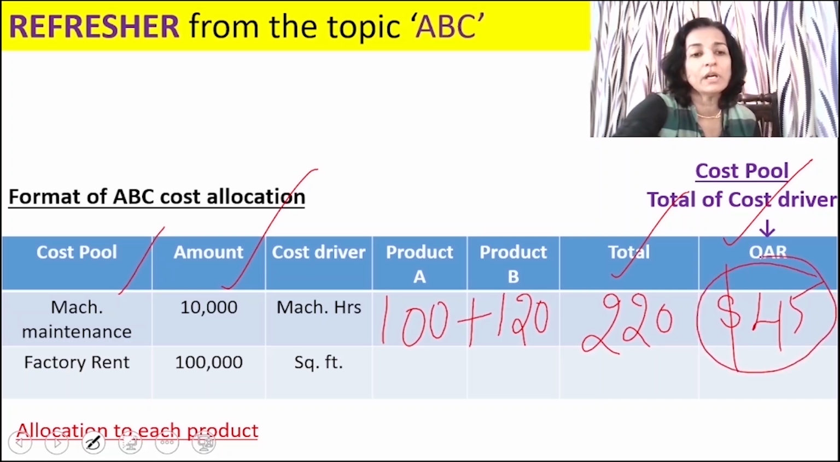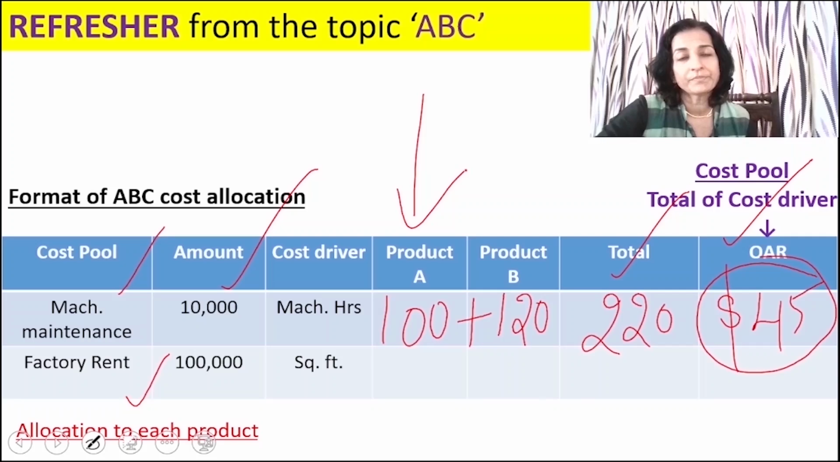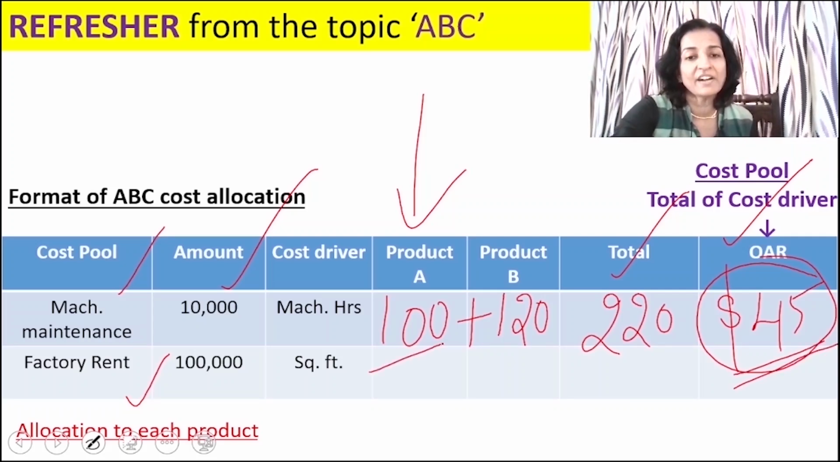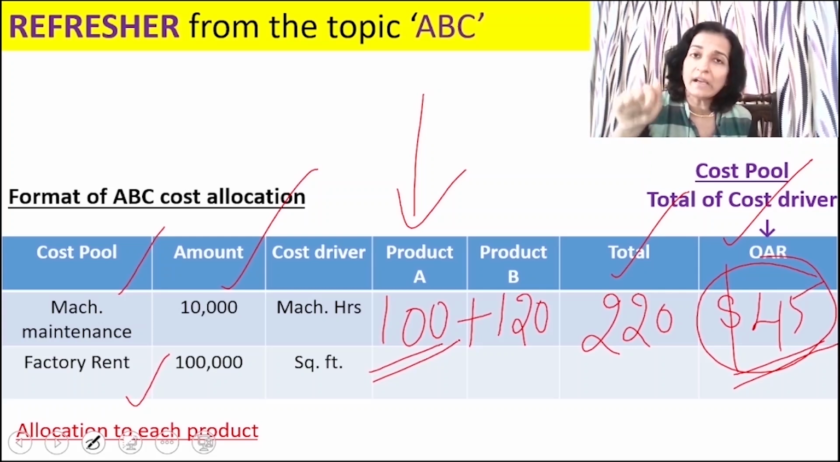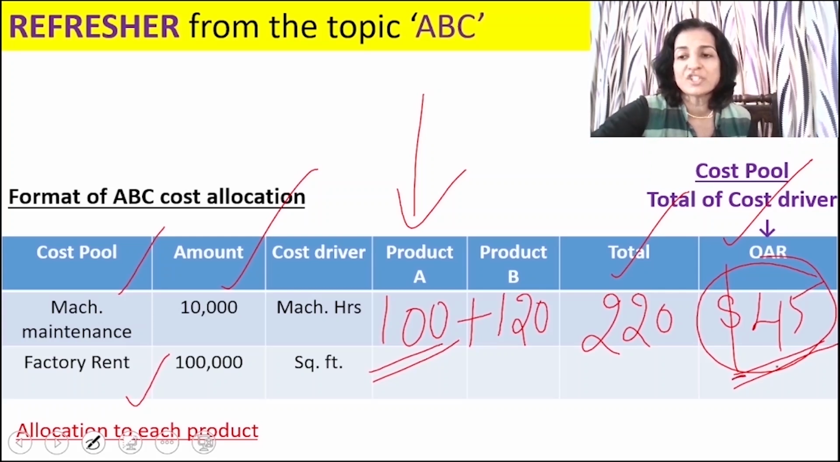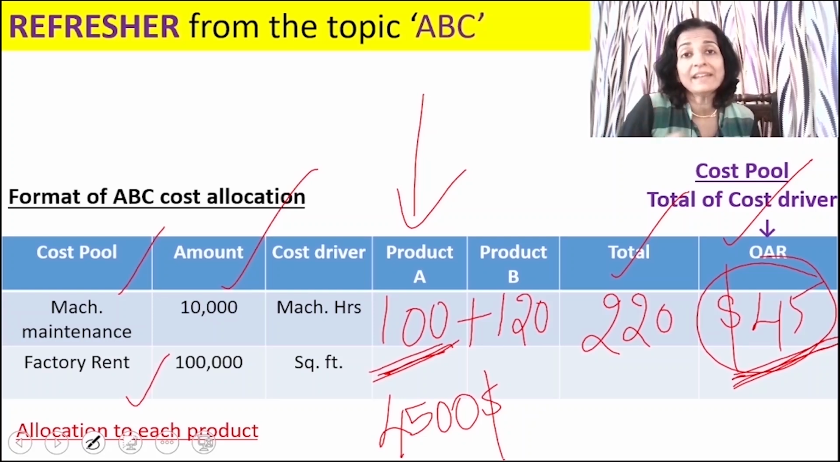Now next step is to allocate it to each product. So what is the machinery maintenance cost related to product A? For 1 hour, it is $45 and product A takes 100 hours, which means that the machinery maintenance cost which can be allocated to product A is $45 multiplied by 100 or $4,500. This is how you allocate the cost pool amount to each product. Now we will tackle the question.